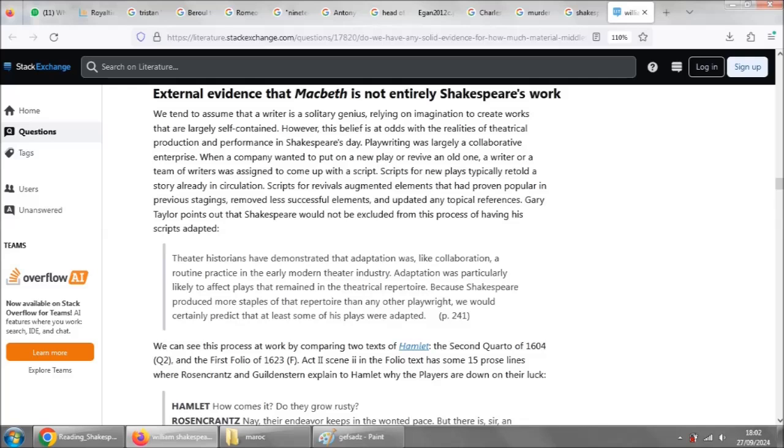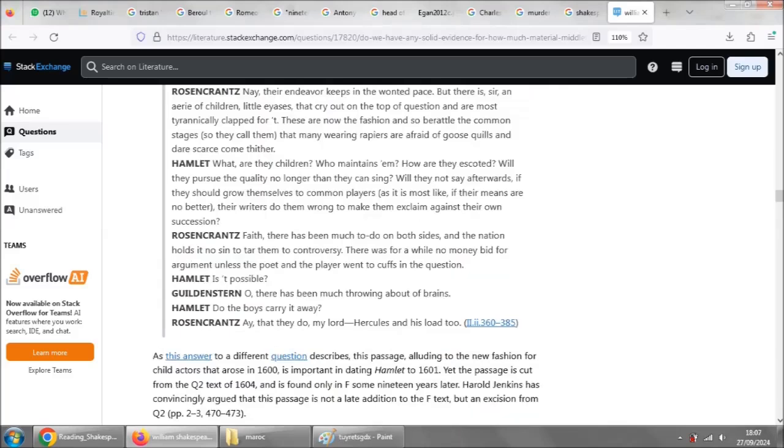Now let's see what problems people found. When we go through the story, basically this question Hamlet asks, is it possible? And then Guildenstern replies, there has been much throwing about of brains. Hamlet says, do the boys carry it away? Rosencrantz replies, aye, they do, my lord. Hercules and his load too. You can continue the rest.